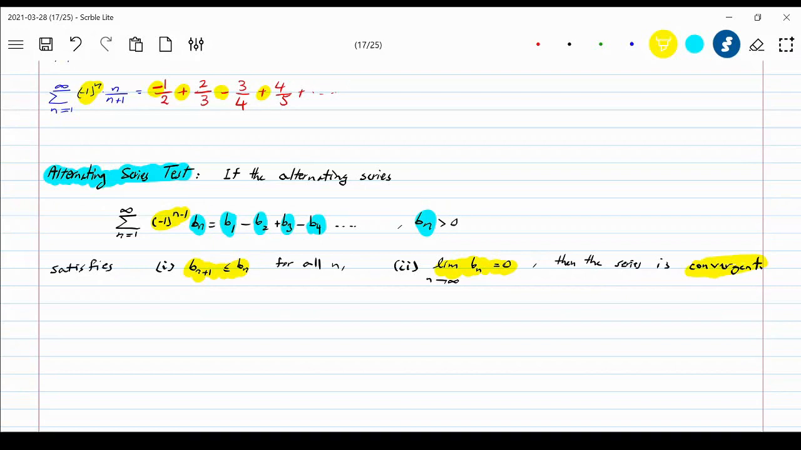So the test is, do you have a decreasing sequence where the limit of the sequence approaches 0? In that case, yes, the series would be convergent.